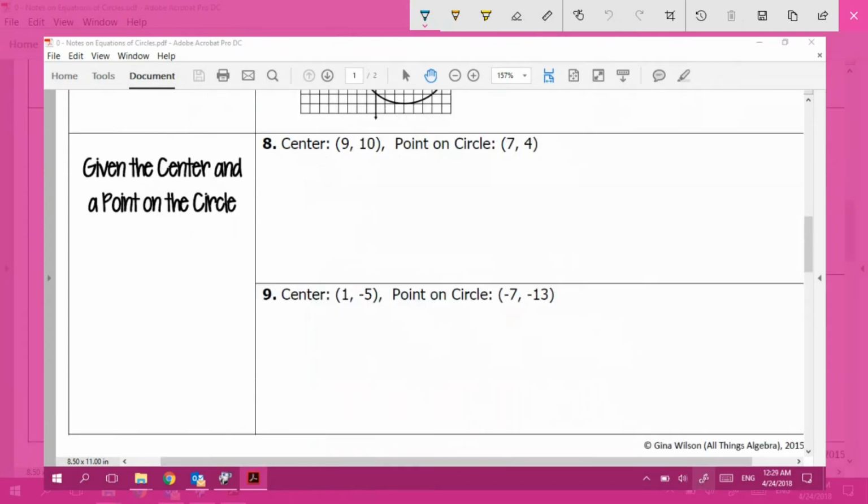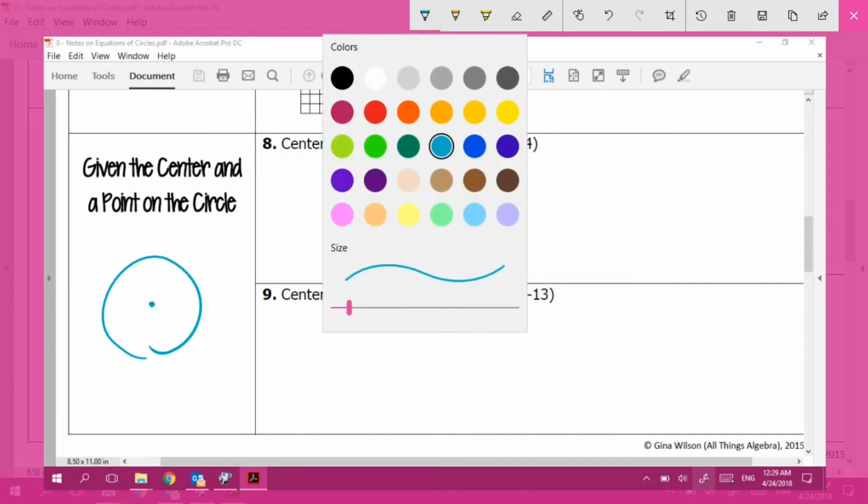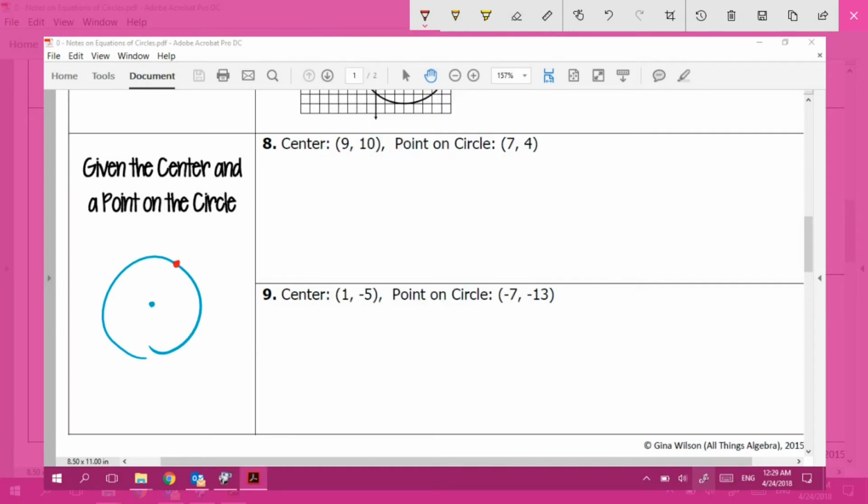All right, guys, number 8. Check this out. This is when you're given the center and a point on the circle. So how would I do this one? We've got the center, but do we know the radius? We don't know the radius. We know another point on the circle, though. So just giving you a drawing, look, they're giving you the center, and then they're giving you a point somewhere on the circle. So how would I find this distance, which is the radius? How would I find that distance? Does anybody have an idea?